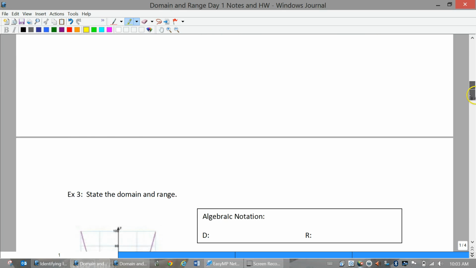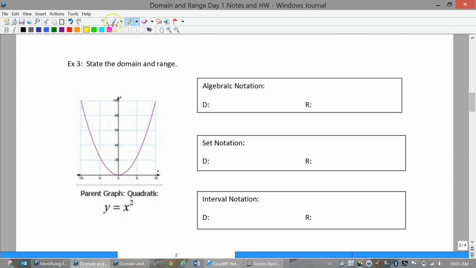All right, let's do the next one. On this graph, we have an equation here. So we know that it actually is connected and it goes on forever because it's an equation for us.